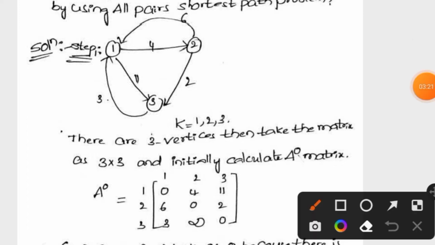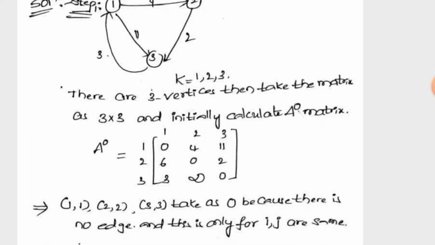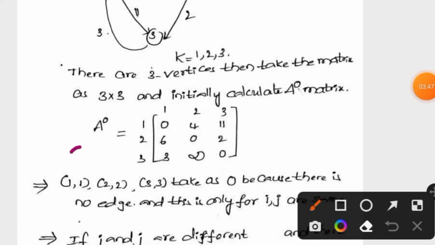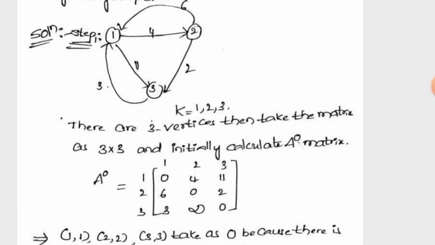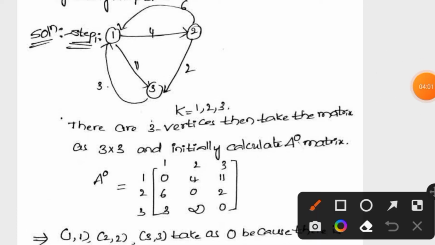Here we can see 1 comma 1 is 0, 2 comma 2 is 0, and 3 comma 3 is 0. If 4 vertices are there, then 4 comma 4 is also 0. But except for those same positions, we have to take the other edge value. If there is no edge, we have to take infinity. So here we write the A power 0 matrix values: 0, 4, 11, 6, 0, 2, and 3, infinity, 0.